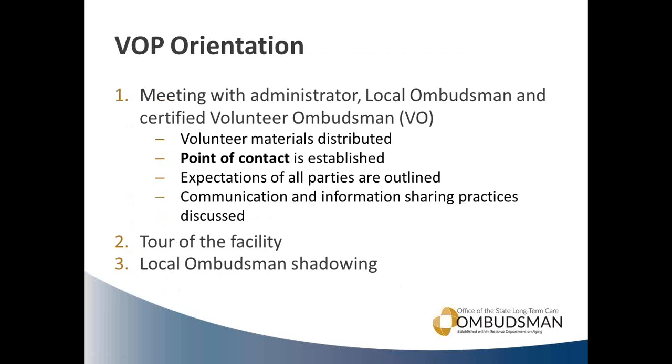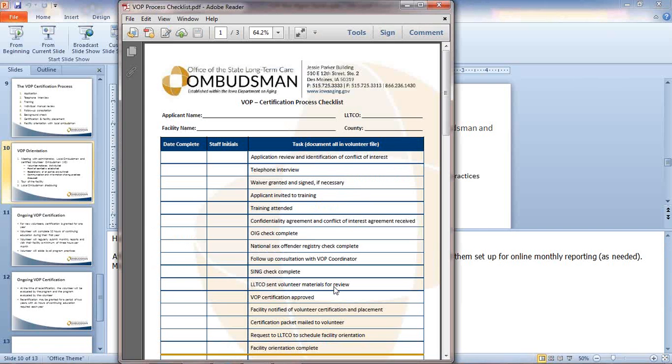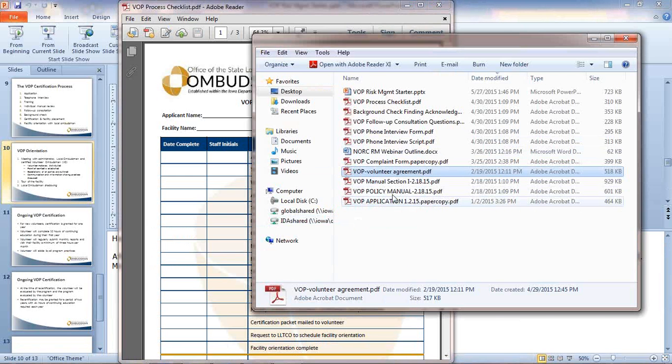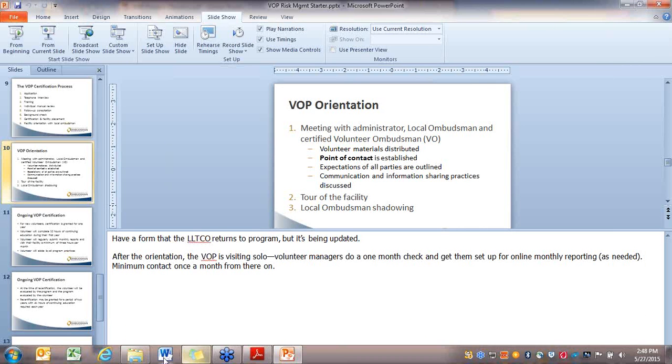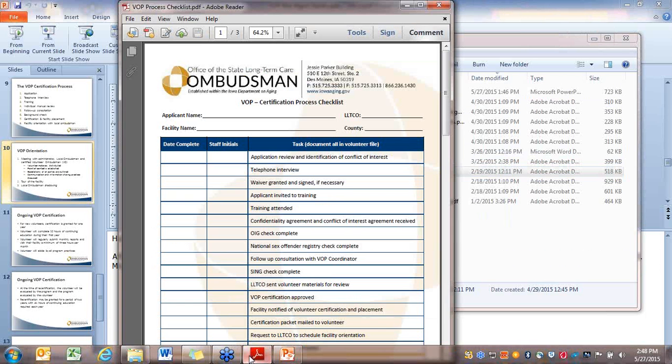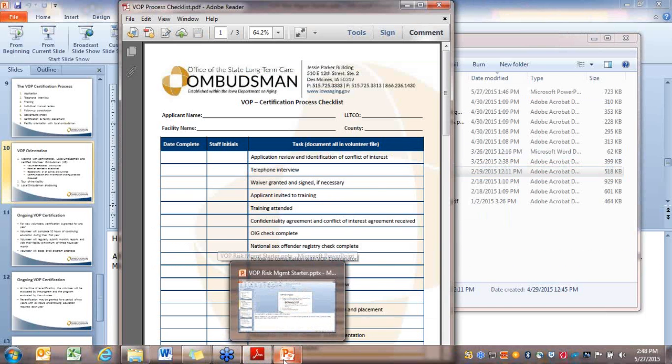Just a couple more things. The last thing they do is an orientation with their local ombudsman, where it's just a meeting in the facility with all parties to explain the process. And I have one more form to show you. Oops, I thought I did. I'll have to grab it later if we have time. But essentially, it's just a checklist of what the local ombudsman needs to do at that orientation.